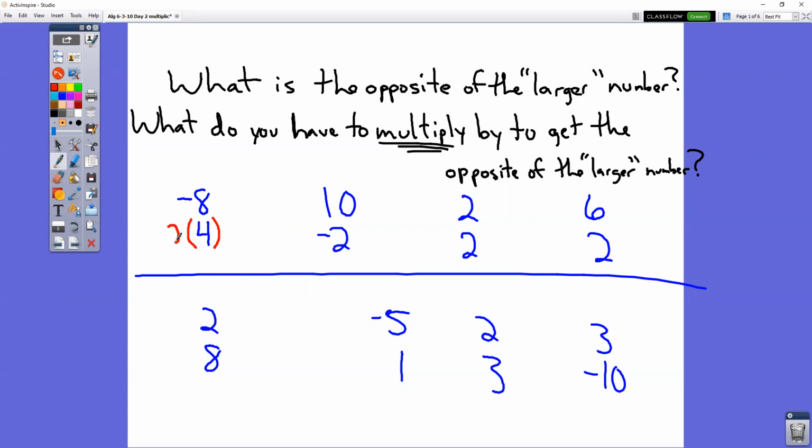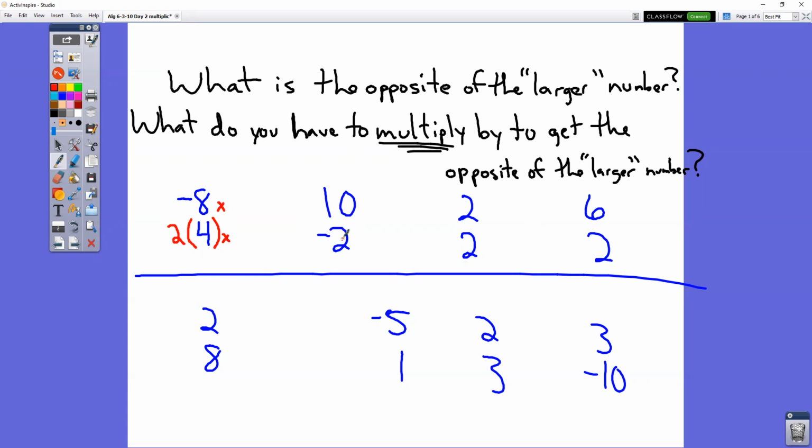Well, 4 times 2 is 8. Therefore, if I multiply 2 times 4, I'd get 8. And then I have my opposites. I have my -8 and I have my +8. What you're actually going to see in the questions today, you won't just see a number by itself. You'll have like an X or a Y after it.